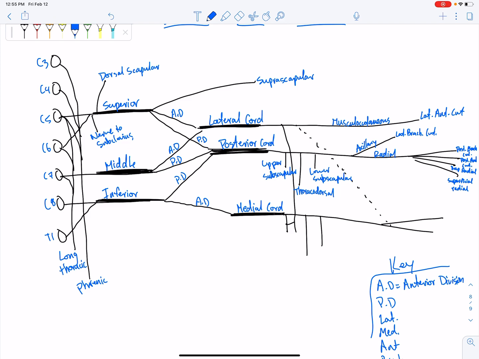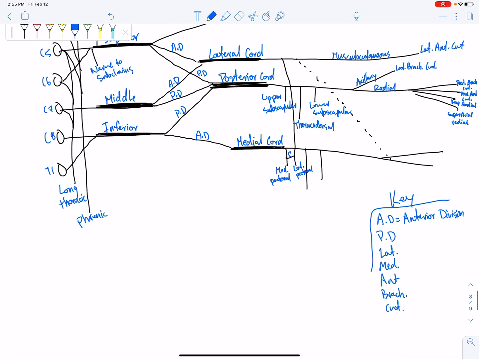Okay, medial cord. Here's your medial pectoral nerve, and then your lateral pectoral nerve comes from the lateral cord, right? Get that. And then the one right in the middle that connects them is communicans. So I'm going to add C equals communicans. That's an M, communicans.